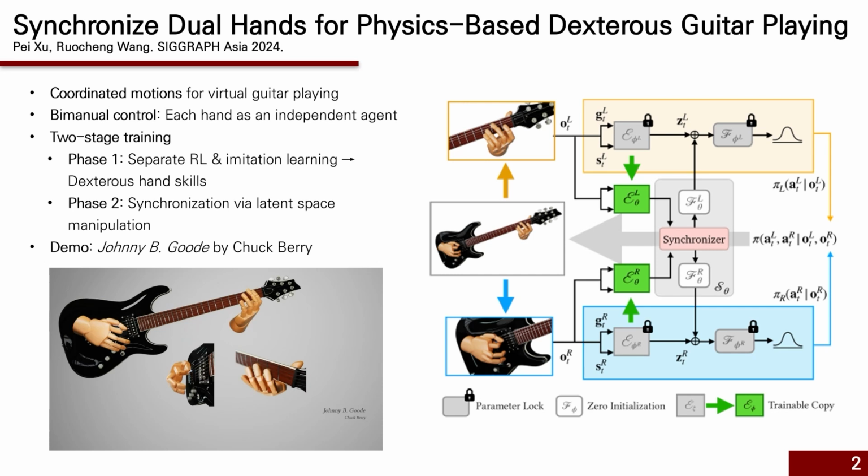In the first stage, the individual control policies for each hand are trained separately using reinforcement and imitation learning, allowing each hand to develop dexterous skills for tasks like fret pressing for the left hand and string picking for the right hand. Once these skills are mastered, the authors then synchronize the two separate hand controllers through latent space manipulation in a centralized learning environment, leading to finely coordinated bimanual motions.